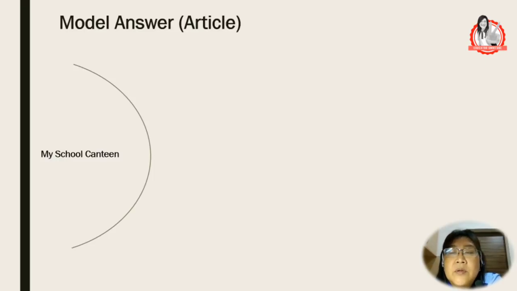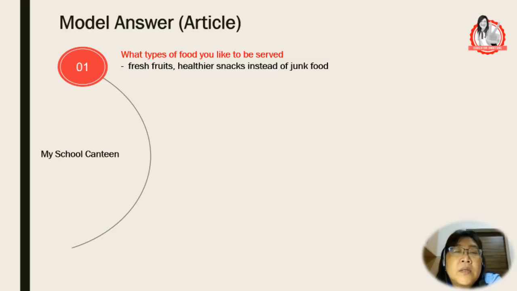So let's look at the model answer. So remember that the format must be an article. So let's look at the content points. Okay, the title, my school canteen. First, what types of food would you like to be served? You can say fresh fruits, healthier snacks instead of junk food.